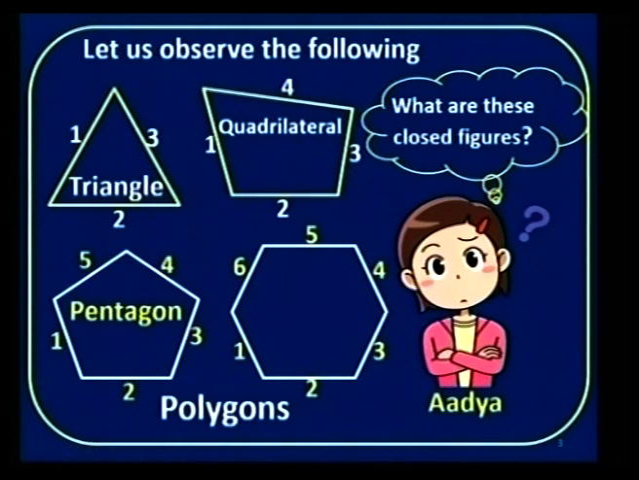If it has 5 line segments, then we call it a pentagon, and if it has 6 line segments, we call it a hexagon. Children, observe the screen carefully. This is the polygon with 3 line segments. We are calling it a triangle. This is the polygon with 4 line segments. We are calling it a quadrilateral. This is the polygon with 5 sides. We are calling it a pentagon. This is the polygon with 6 line segments. We are calling it a hexagon.